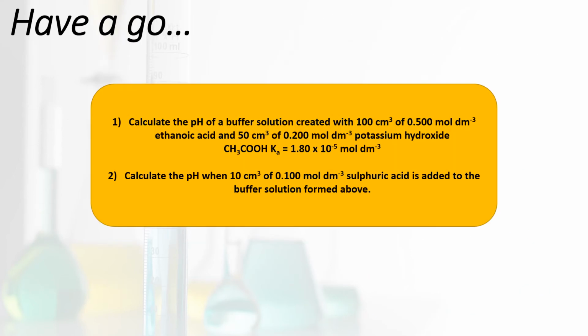So it's time to have a go at some questions. If you want to have a go, pause the video, and then the answers will be on the next slide. So the first one is to calculate the pH of a buffer solution containing ethanoic acid and potassium hydroxide, and then to calculate the pH when we add some acid to the buffer solution that is formed.